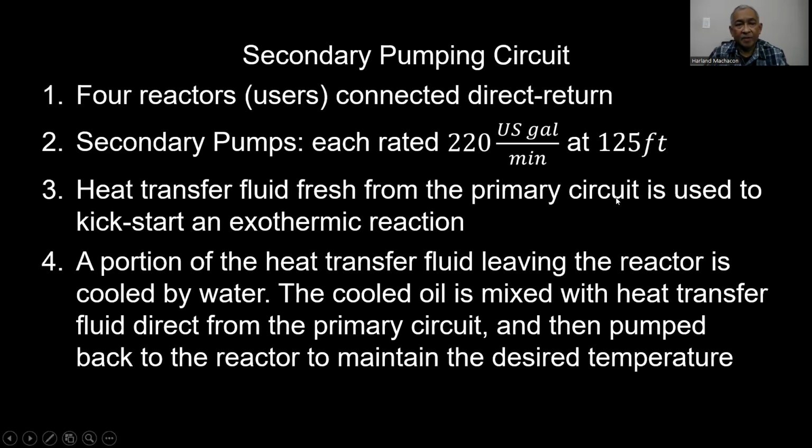For the secondary pumping circuit, there are four users, and these are all reactors connected in a direct return configuration. And there are four secondary pumps, one for each reactor, and each of these pumps is rated at 220 US gallons per minute at a head of 125 feet.